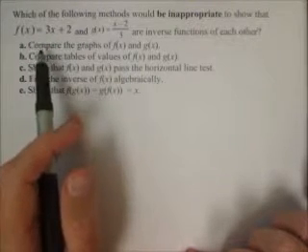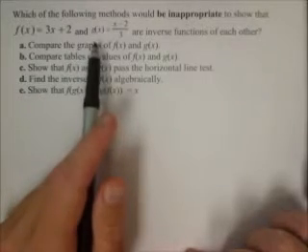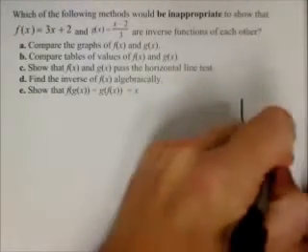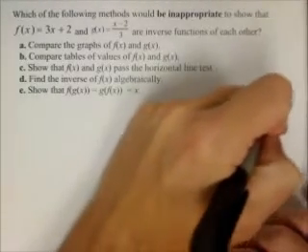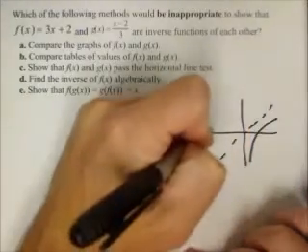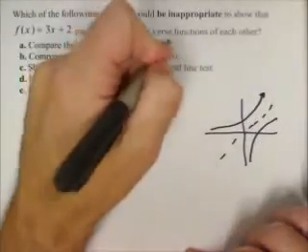So, some properties of inverses. We can compare the graphs of the two functions on the same set of axes, and if they look like reflections over the line y equals x, for instance, log of x and 10 to the x, they're inverses, so that's okay.